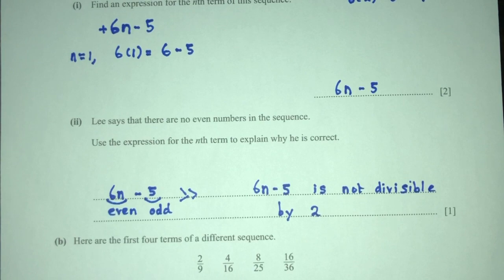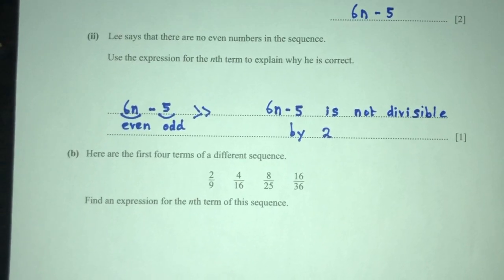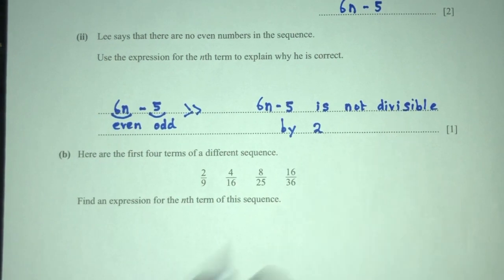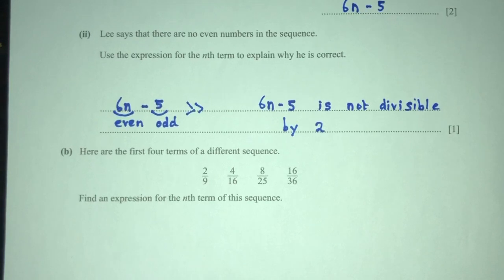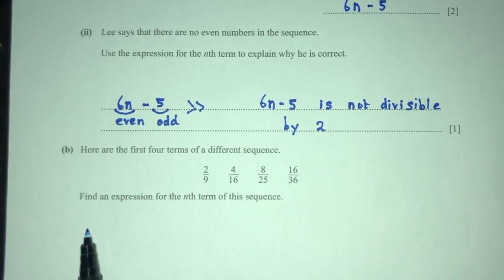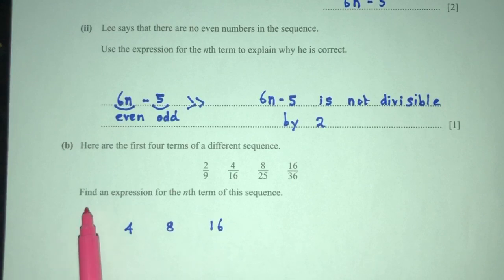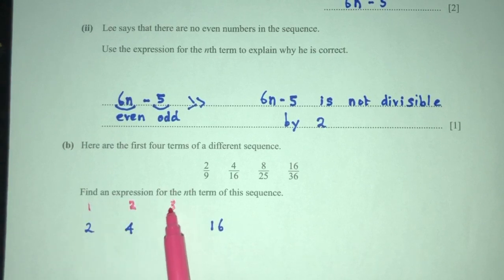Now for part B, here are the first 4 terms of a different sequence. So one by one. Whenever we have a fraction, the thing that I advise you is, let's look at the upper values by itself and look at the lower values by itself. So here, on top we have 2, 4, 8, and 16. They are called the numerators obviously, but I'm just using upper values because that's easier to understand for everybody. This is my first term, second term, third term, and fourth term.